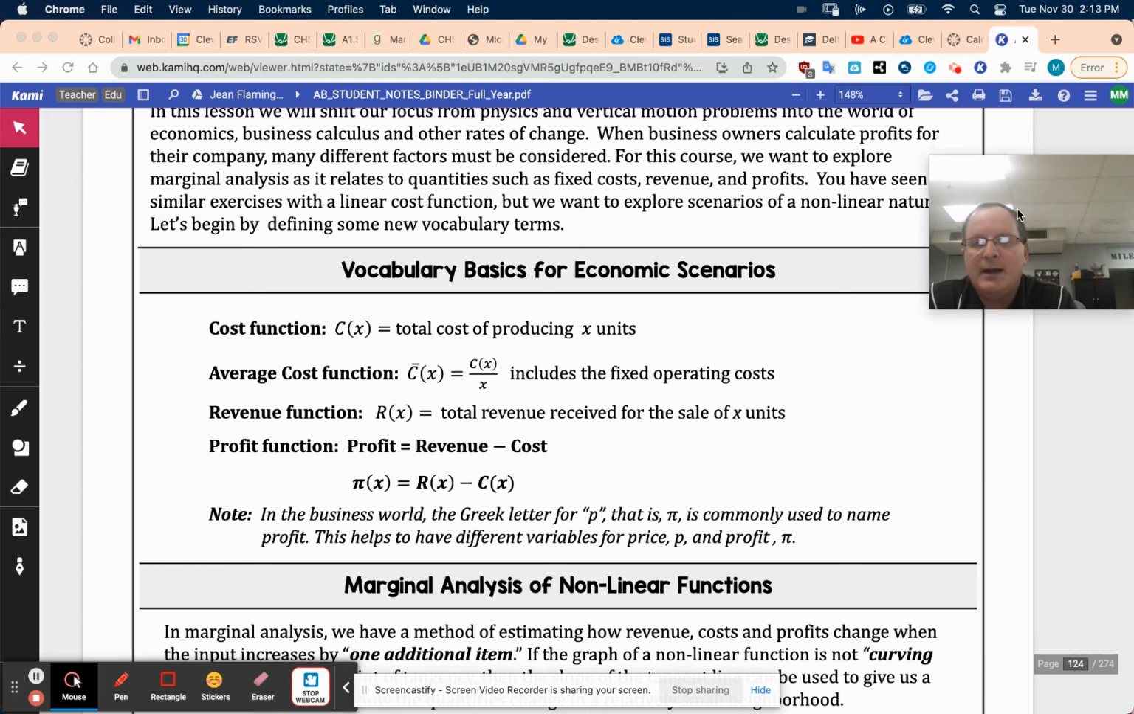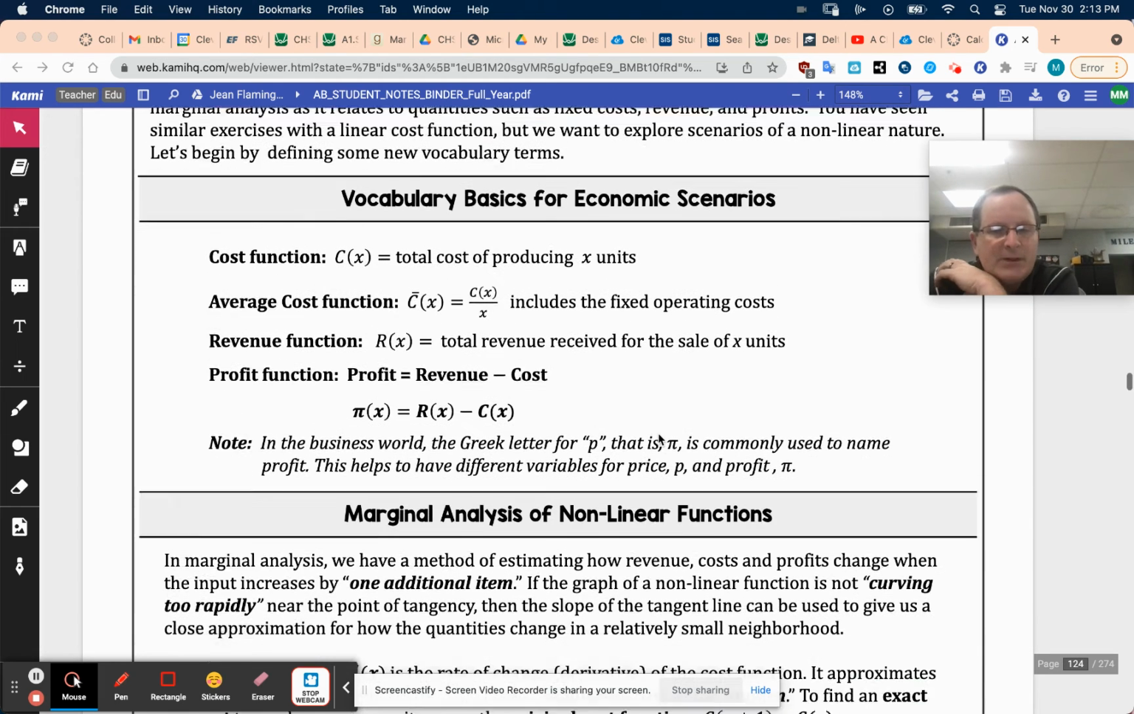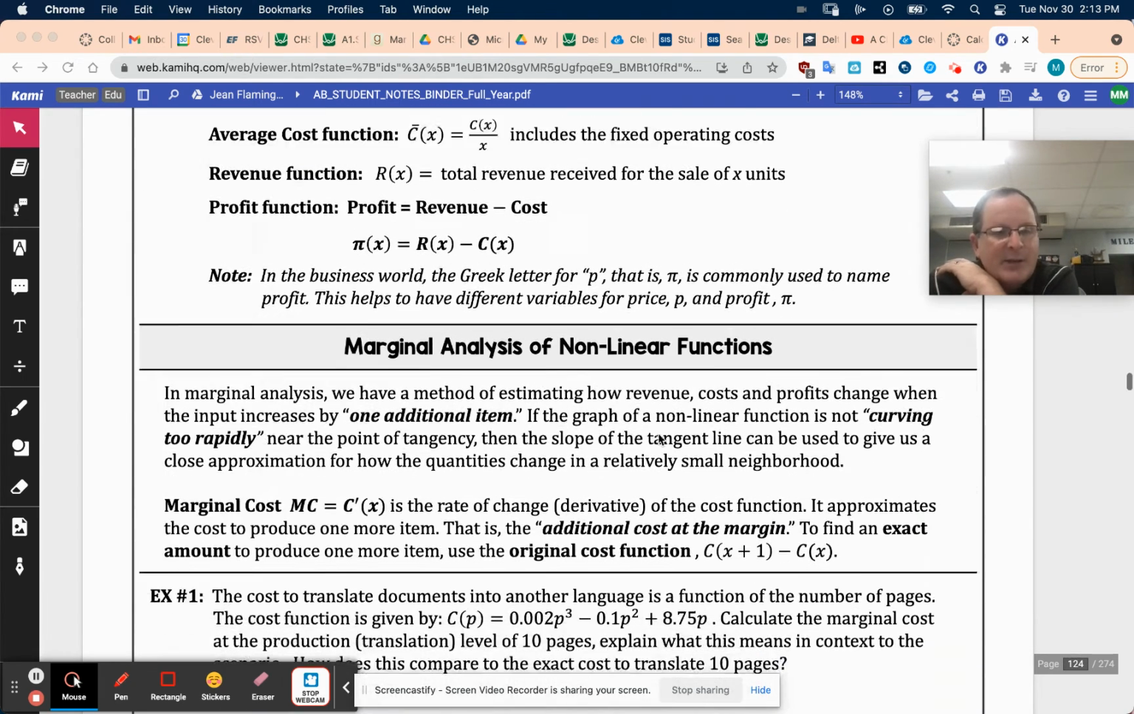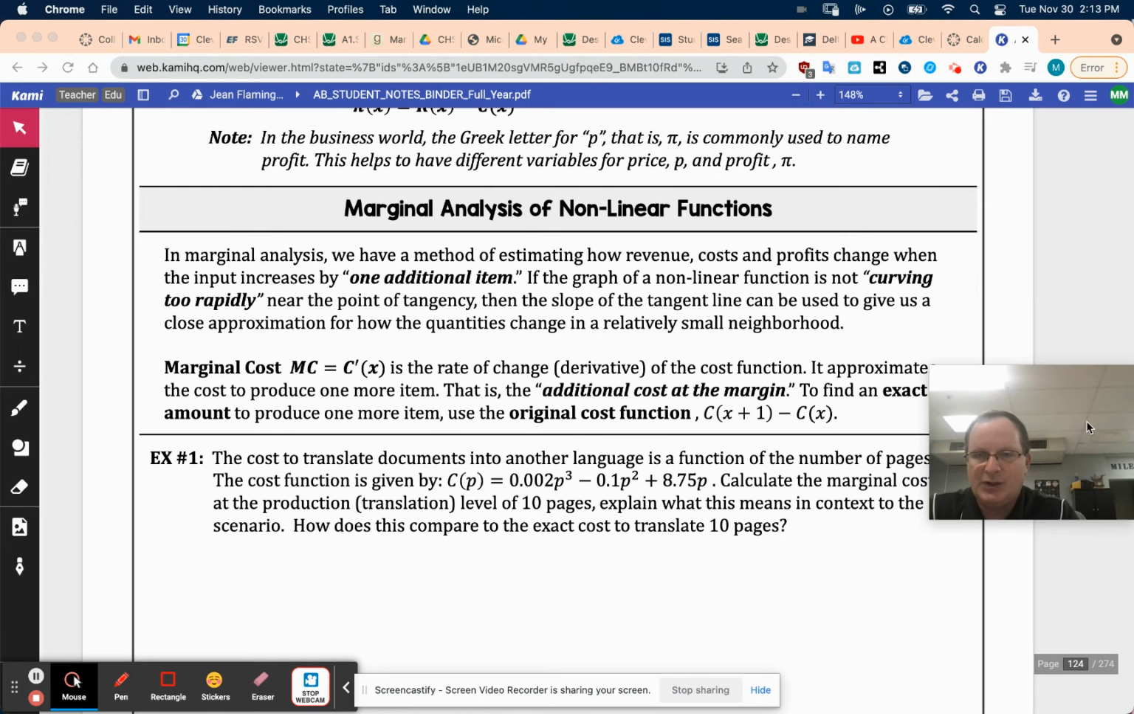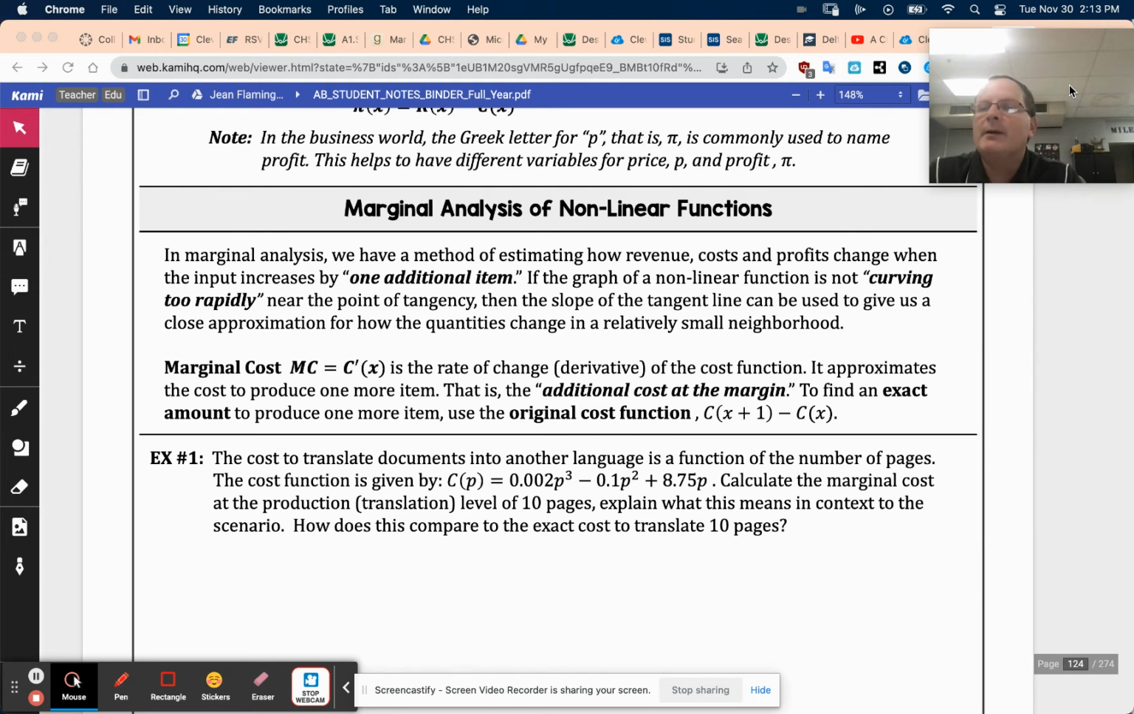And then, so you can take a look at that. All right, and so then this marginal analysis. This is interesting because if you wanted to, it's the profit, how the profit changes when you sell pretty much one additional item. So if you graph it, it gives us a close approximation of how the quantities change in a relatively small neighborhood.